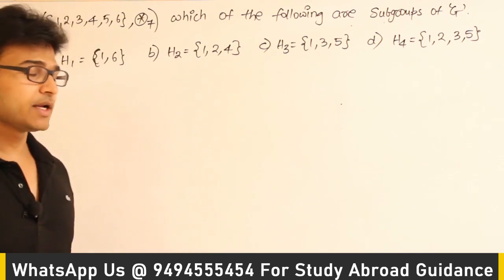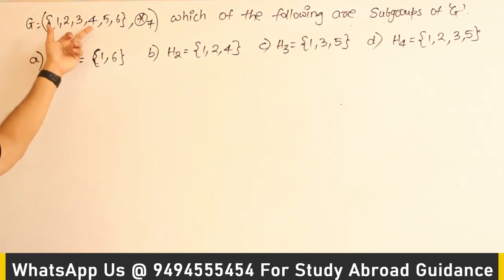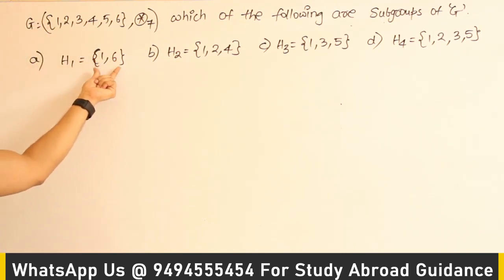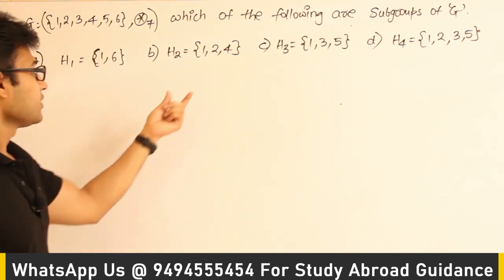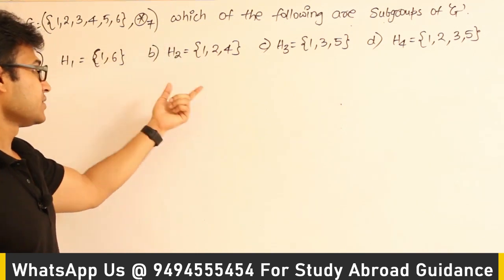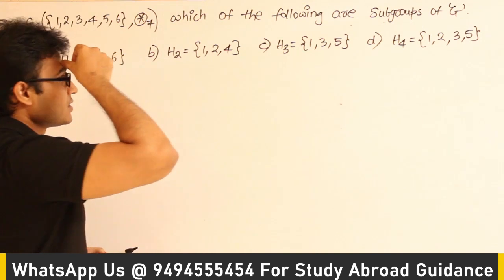First of all, let's try to apply Lagrange's theorem and try to eliminate some of them. So the order of this group G is 6, and the order of this subset is 2. 2 divides 6, right? So since 2 divides 6, there is a chance that this particular subset might be a group, but we cannot declare that it is a group. Okay, and here the order is 3. 3 divides 6, yes, there is a chance. And here the order is 3, yes, 3 divides 6, there is a chance.